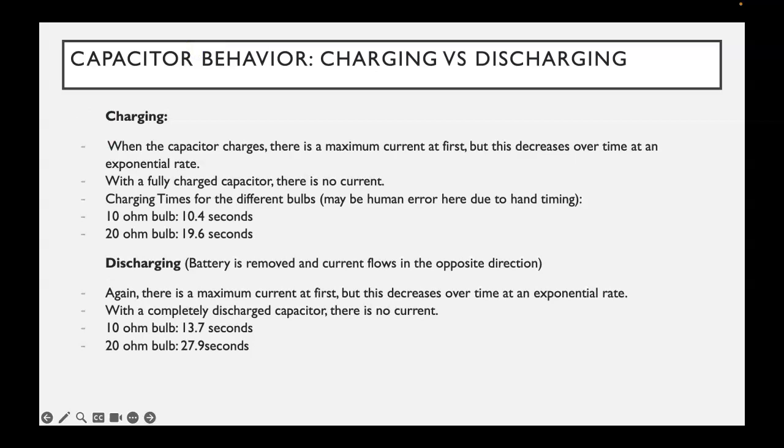For the charging behavior, when the capacitor charges, there's a maximum current at first, but this decreases over time at an exponential rate. And with the fully charged capacitor, there is no current. The different charging times for the different bulbs are listed as well. Similarly, when discharging, there is a maximum current at first, but this decreases over time at an exponential rate. And you can see with the bullet points that within a completely discharged capacitor there is no current.